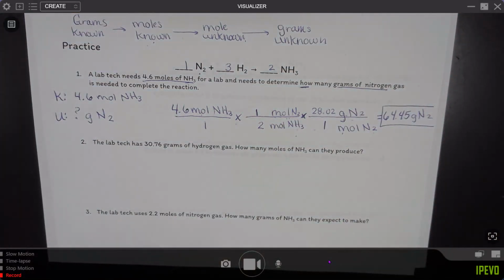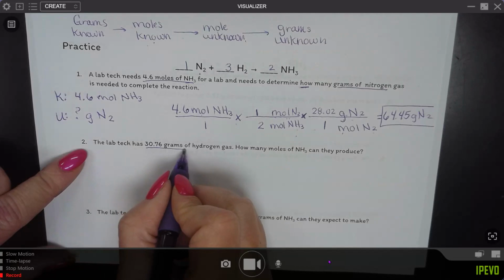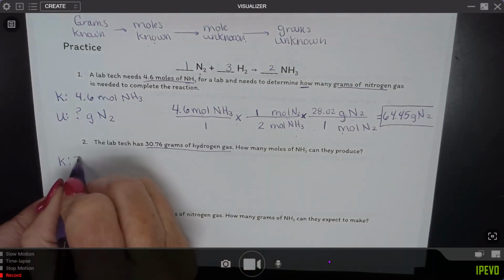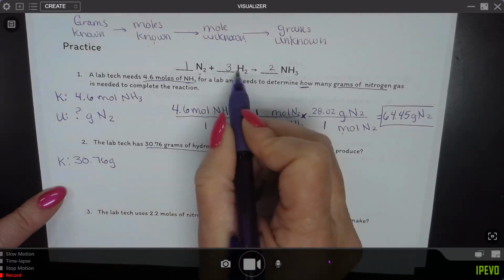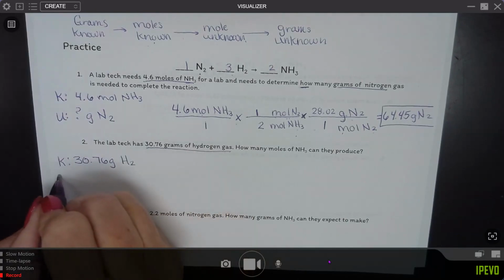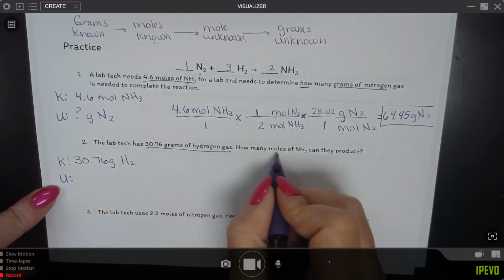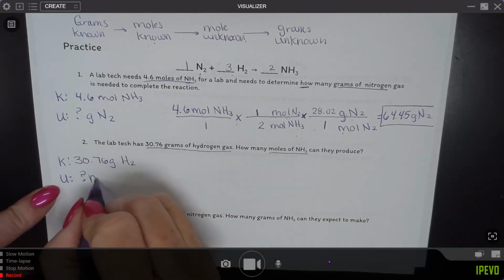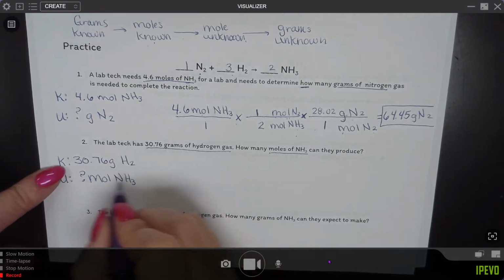Okay, number 2 says the lab tech has 30.76 grams of hydrogen gas. So that's our known. 30.76 grams of, again, look up here, hydrogen is H2. Okay, and then what we're looking for are unknown. I look for the question word, how many moles of NH3? So question mark, moles NH3. Okay, so now I'm going to set this up.